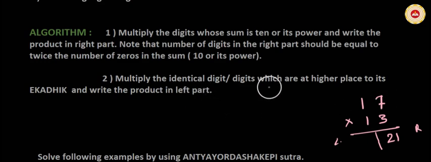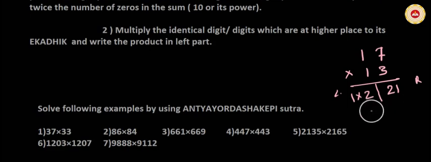So multiply the identical digit or digits which are at the higher place by its ekadhik. What is the ekadhik of 1? 2. So multiply 1 with its ekadhik, that means 2. So the answer will be 1 2s are 2, and 21.